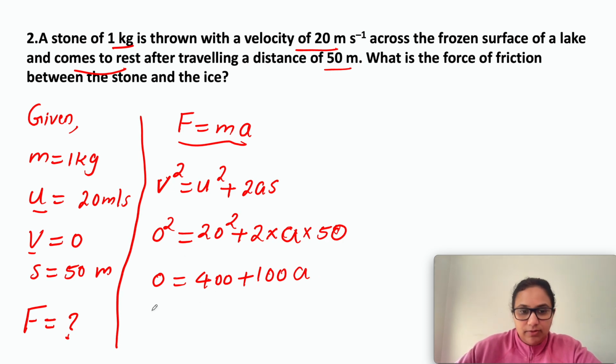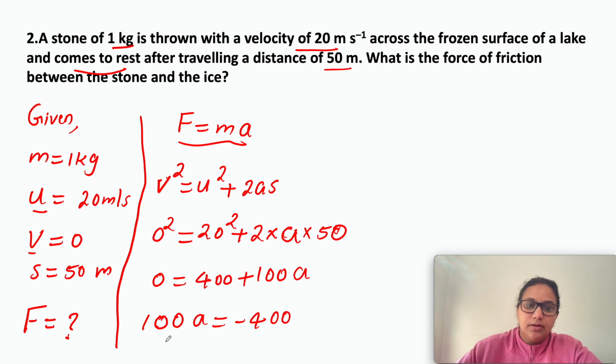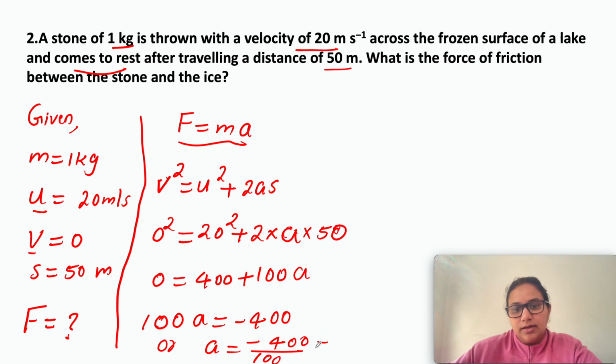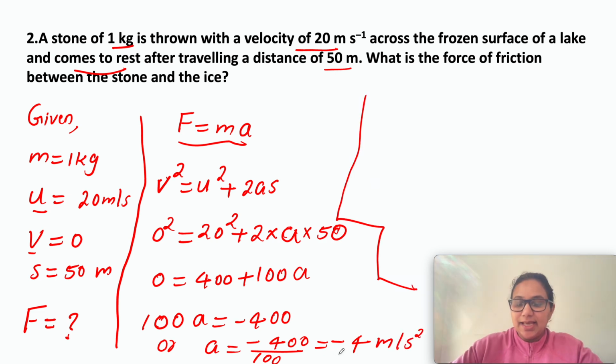If you take one value to the other side, it will become negative. So we need to calculate A, acceleration. So 100 A is equal to minus 400, or A, that is acceleration, is 400 divided by 100, that gives minus 4. What is the unit? Meter per second square. The negative sign indicates that the speed of the stone decreases. That means it comes to rest.